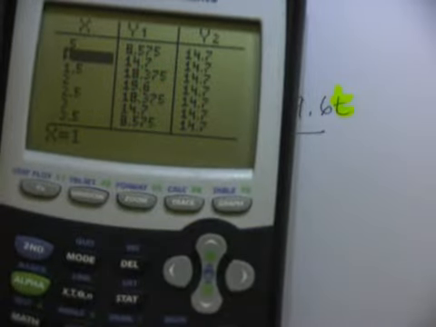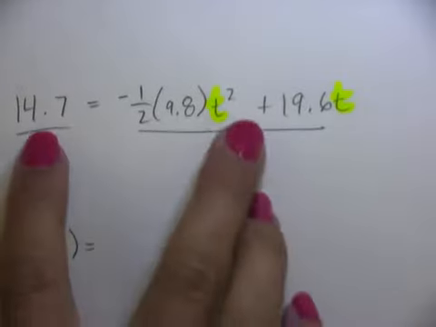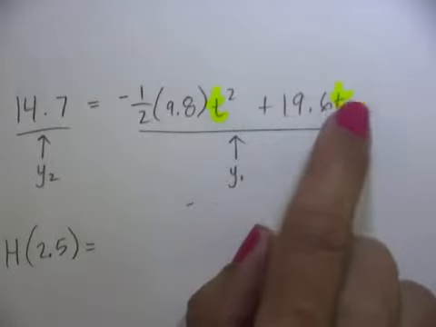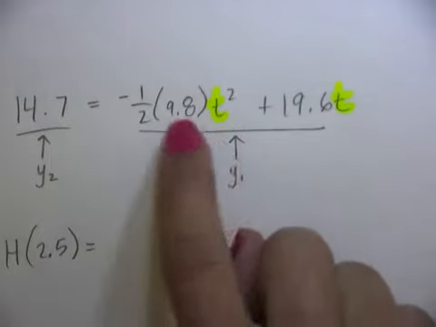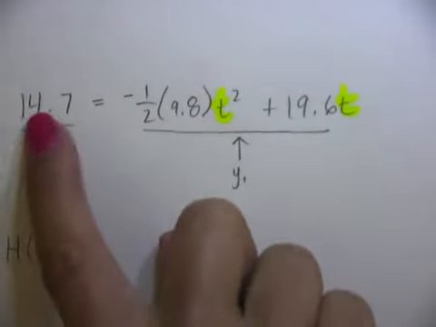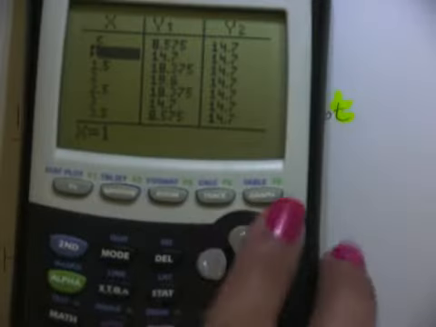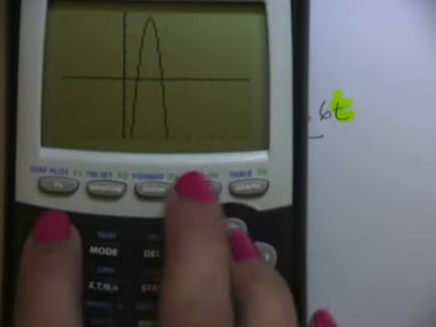That's where they cross. So sure enough, 1 is a solution of this equation. If I plugged in 1 for t here and 1 for t here and I evaluated, it would make this side equal 14.7. To get the other point, we would just have to repeat the process.